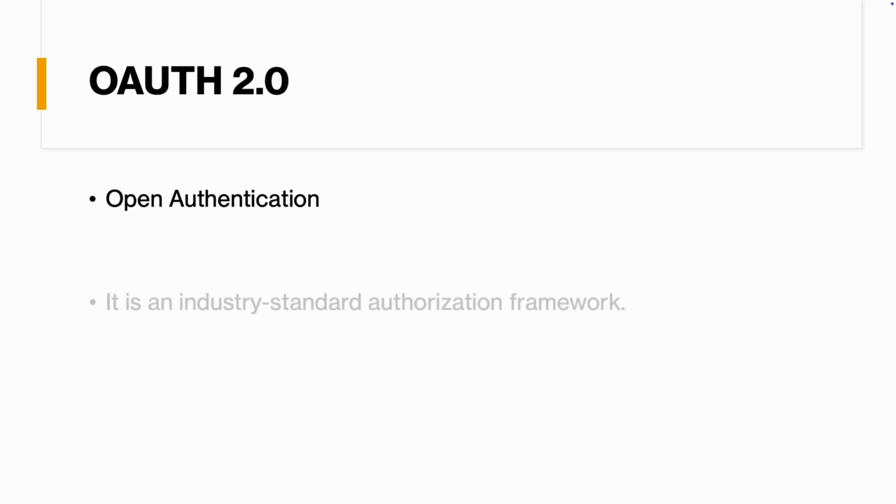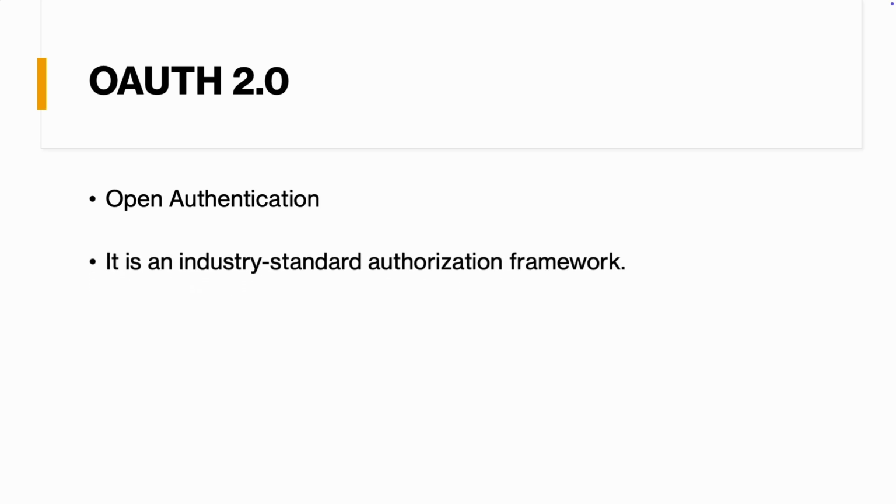So what is OAuth? It is an industry standard authorization framework, so most of the industries are using this. Like I was saying in the last video, you use OAuth 2.0 on a regular basis, but you don't know how it works in the backend. That's something that is also going to be cleared up. So stay with me and let's focus on that. It is an industry standard authorization framework.